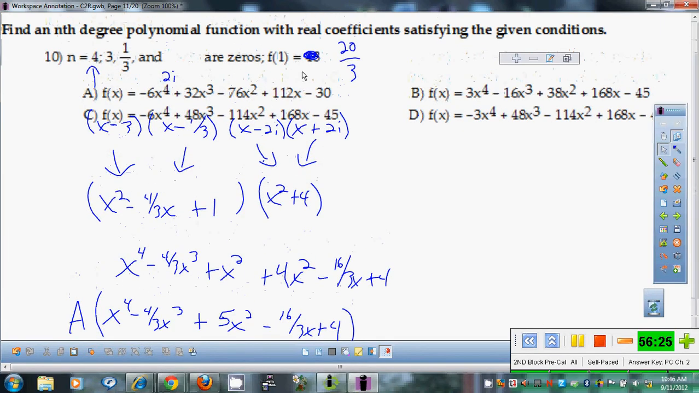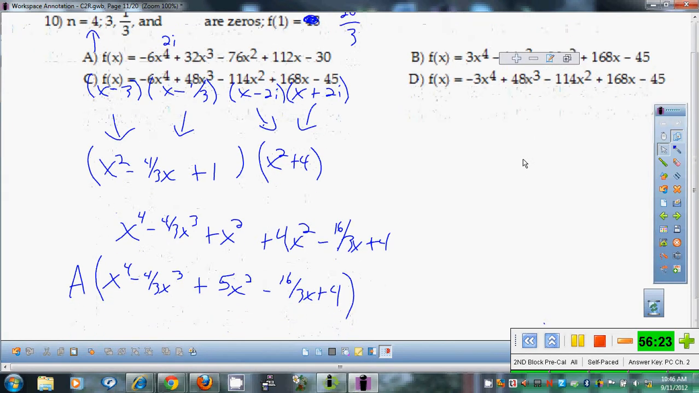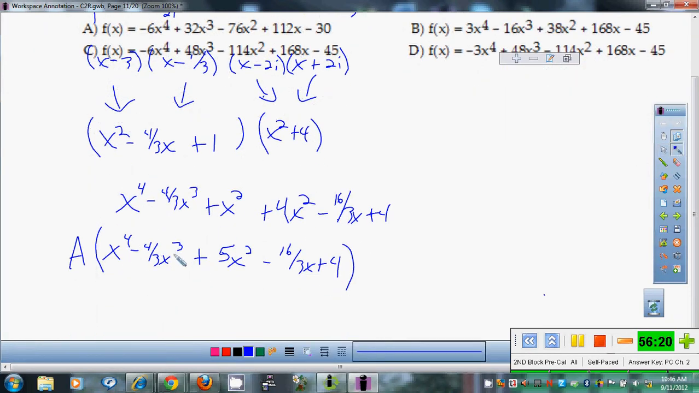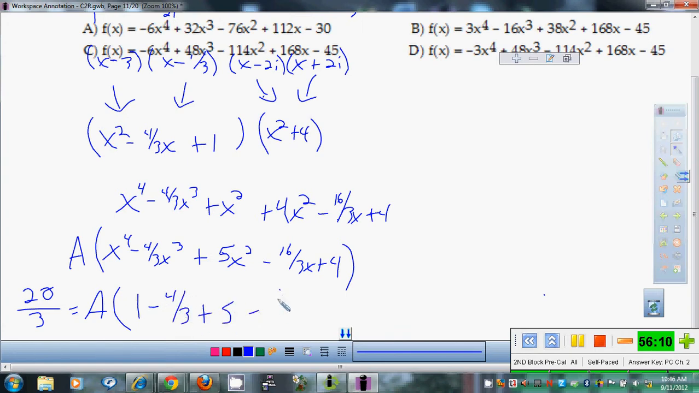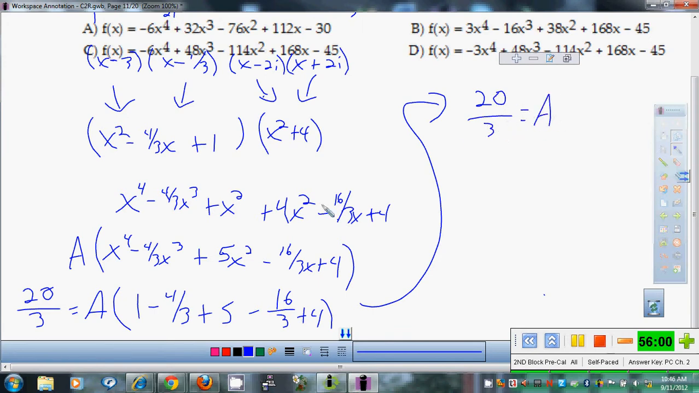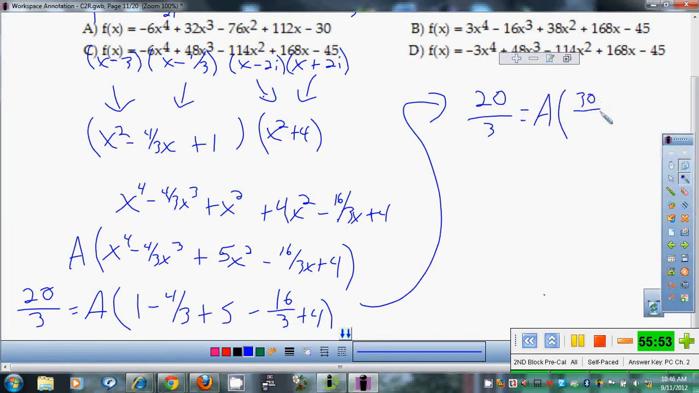So that's where I use this. I'm going to plug in 1 and set it equal to 20/3. Why'd you choose 20/3? Well, I worked this one last block. That's why. So set it equal to 20/3 and plug in 1. So that'll be 1 minus 4/3 plus 5 minus 16/3 plus 4, which equals 1 plus 5 plus 4 is 10. What is 10 in terms of thirds? 30/3, thank you. And I'm subtracting 4 and 16, so 20/3.